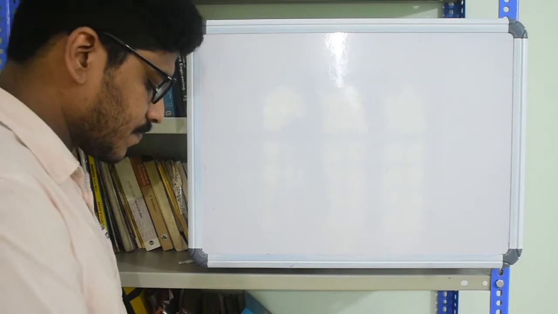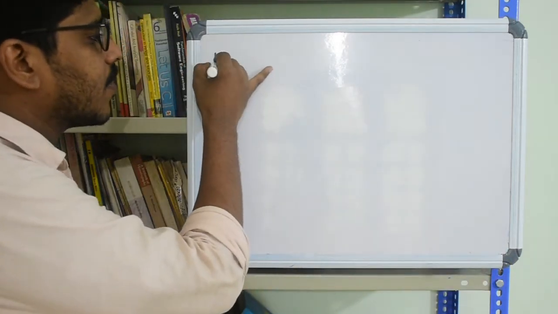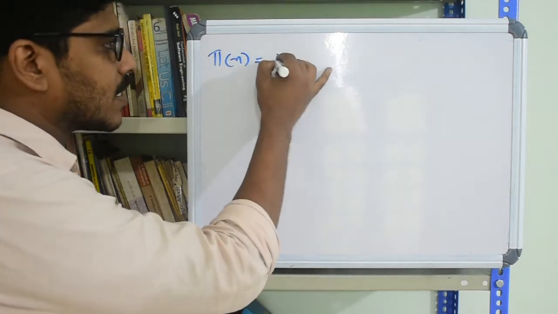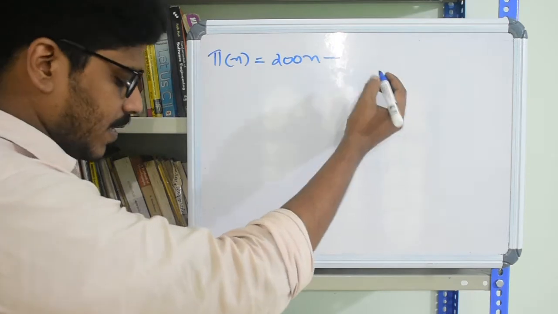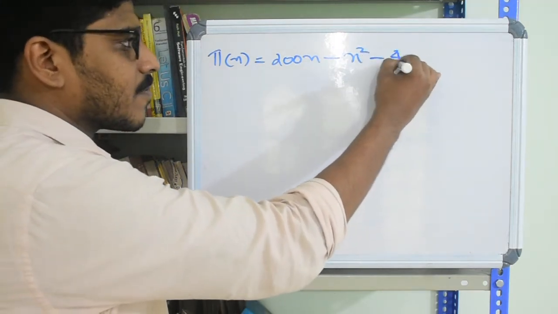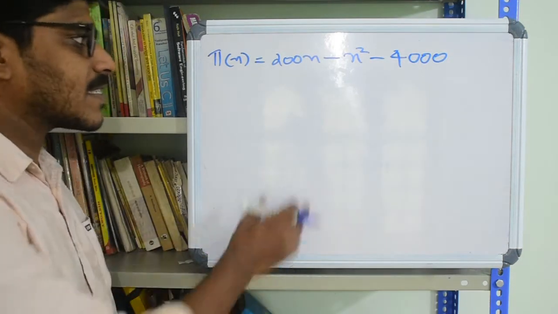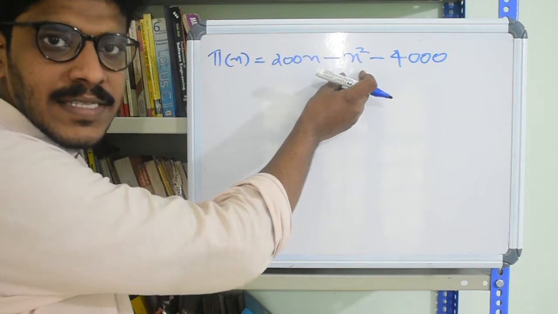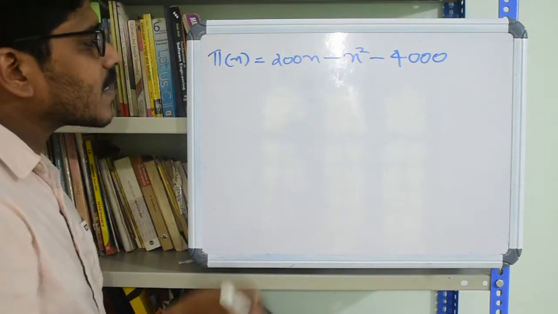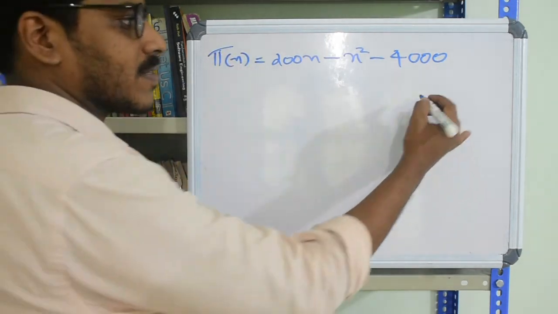For example, consider a company with its profit function given as pi of x equal to 200x minus x squared minus 4000. This is a quadratic function since the highest power of x, the unknown, is 2. The question is to find the maximum profit.